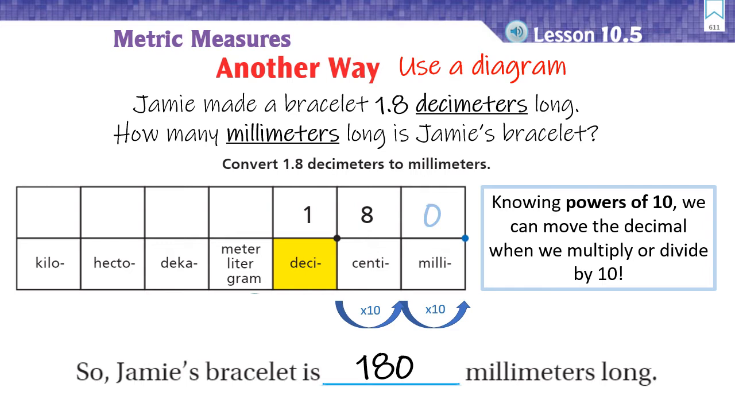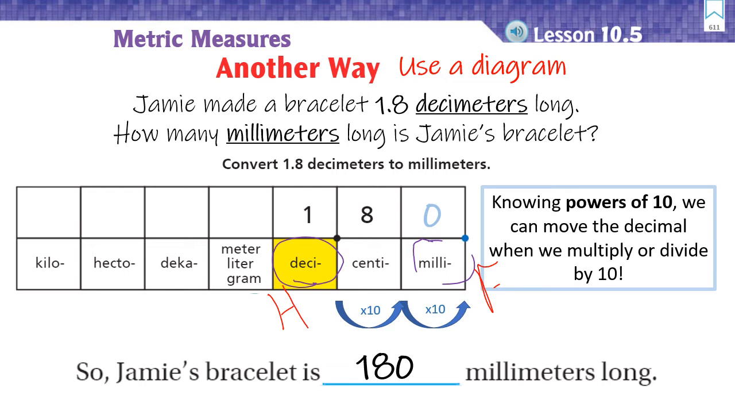All right, let's look at a new problem. Jamie made a bracelet 1.8 decimeters long. How many millimeters long is Jamie's bracelet? Okay, we are going from decimeters to millimeters. So we are going from our horse to our fly. This is larger, this is smaller. So horse to fly, we multiply. When we multiply, we move to the right.